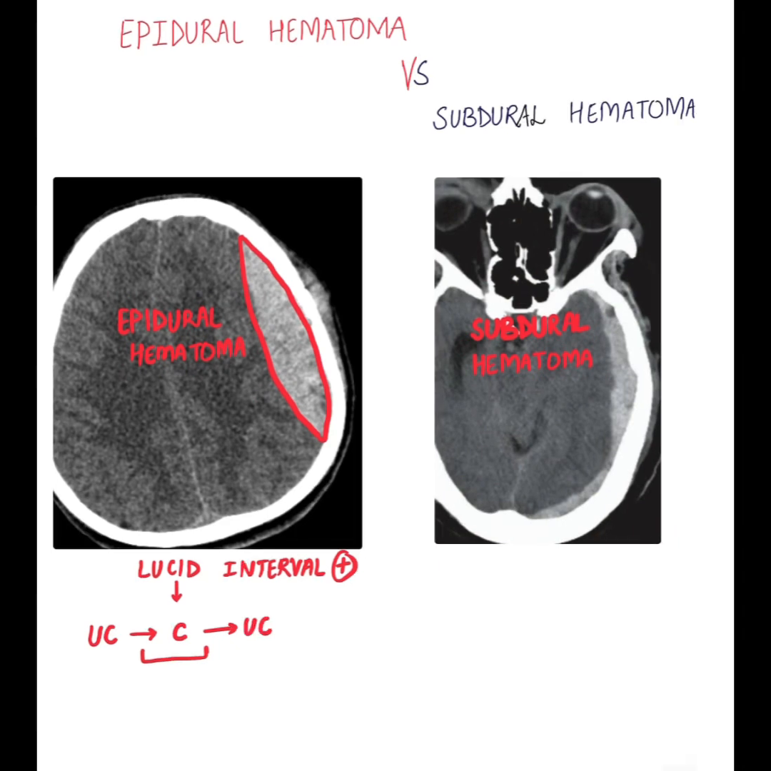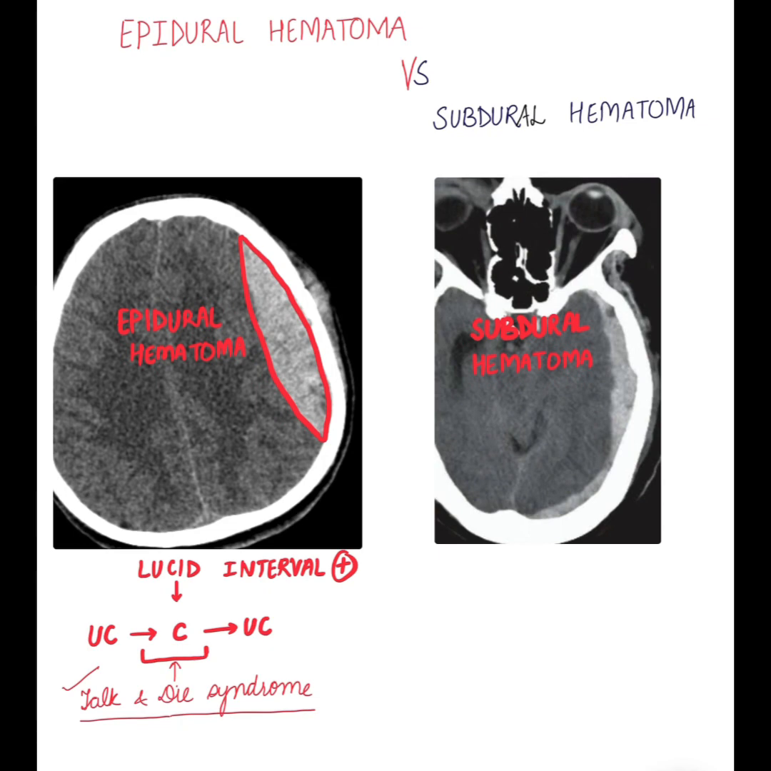So this brief period of consciousness is known as lucid interval, and it is very commonly seen in epidural hematoma. There is one more terminology known as talk and die syndrome, seen in epidural hematoma. After the injury, the patient is unconscious, and for a short span of time, consciousness is regained. After the deterioration of the neurological functions, the patient becomes unconscious. So this short span of regained consciousness is known as lucid interval, and it is also described as talk and die syndrome.